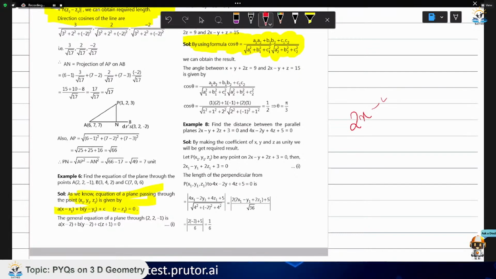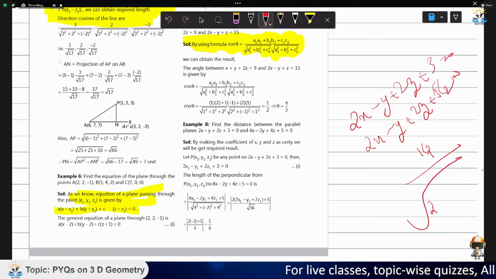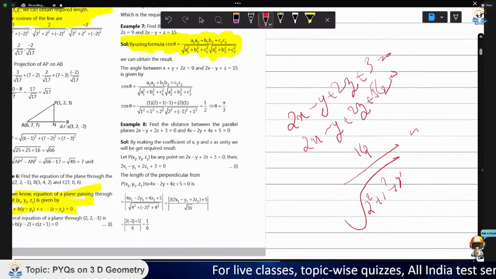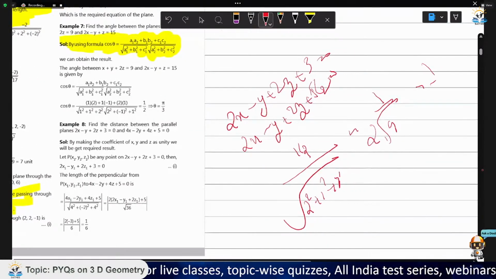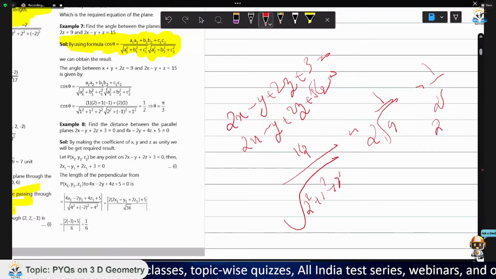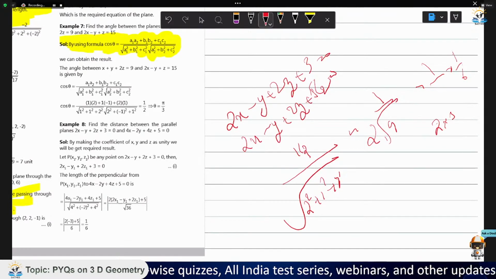So it is 2x minus y plus 2z plus 3 is equal to 0. Then it is 2x minus y plus 2z plus 5 by 2 is equal to 0. The difference becomes 1 by 2, because 3 minus 5 by 2 is 1 by 2. And then root over 2 square, 1 square, 2 square, this becomes 1 by 2 into 9, that is 1 by 2 root, sorry, 1 by 2 into 3. So that is 1 by 6. So we get our value.